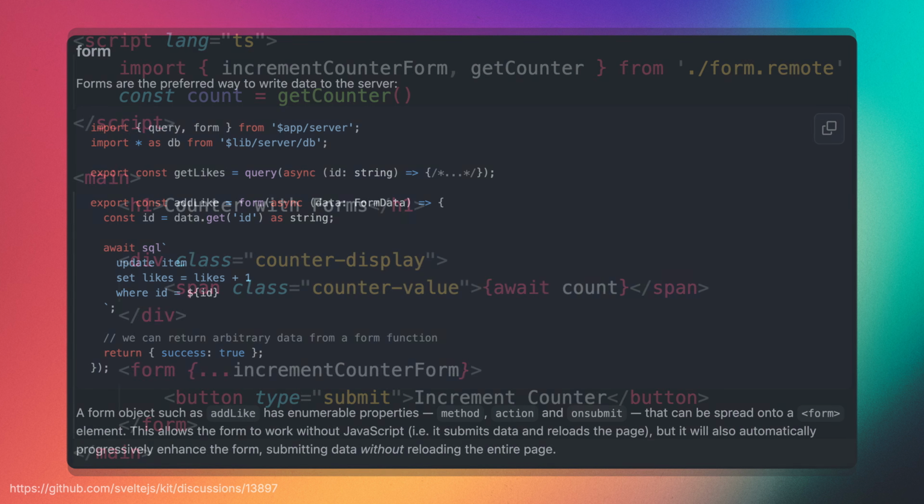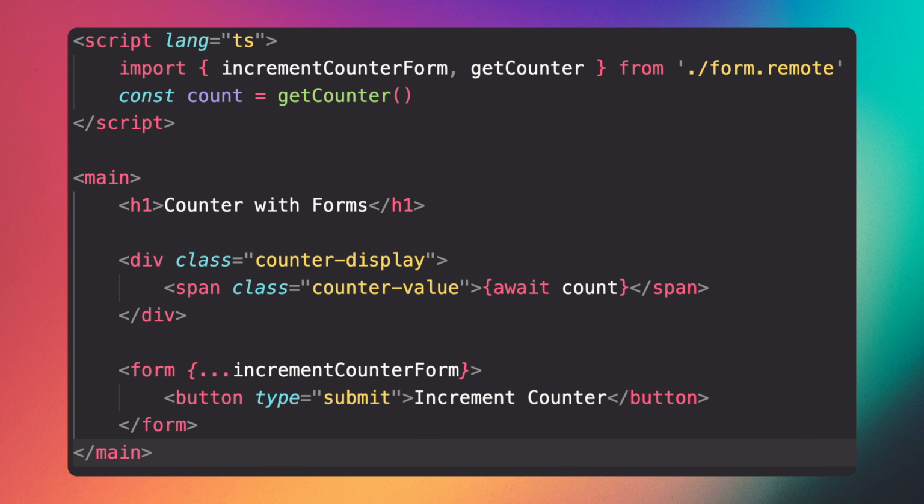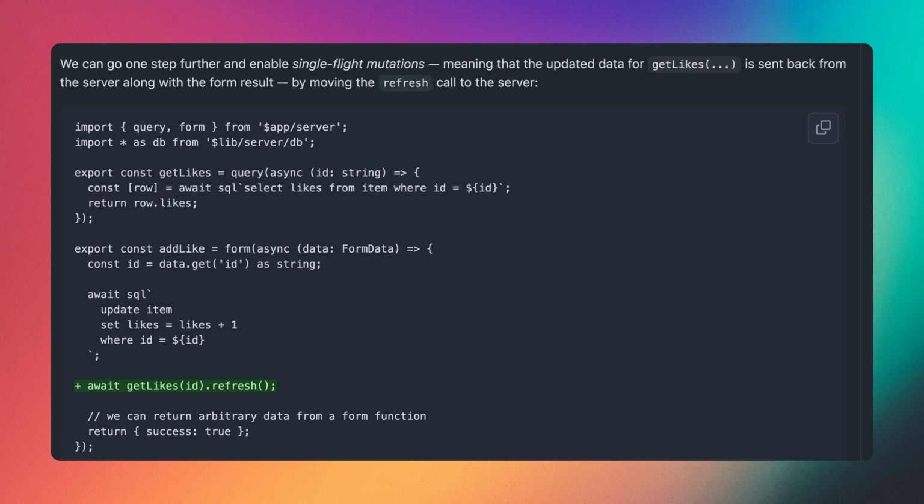But it also automatically enhances itself when JavaScript is available, just like useEnhance did. After form submission, all queries on the page automatically refresh by default. But you can also control this granularly, refreshing only specific queries. And you can also do something that the Svelte team calls single flight mutations. And you do this by moving the refresh call to the server instead of the client. This way, the updated data comes back with the form response, so you don't need separate requests to refetch your queries after you submitted your form and got it back.